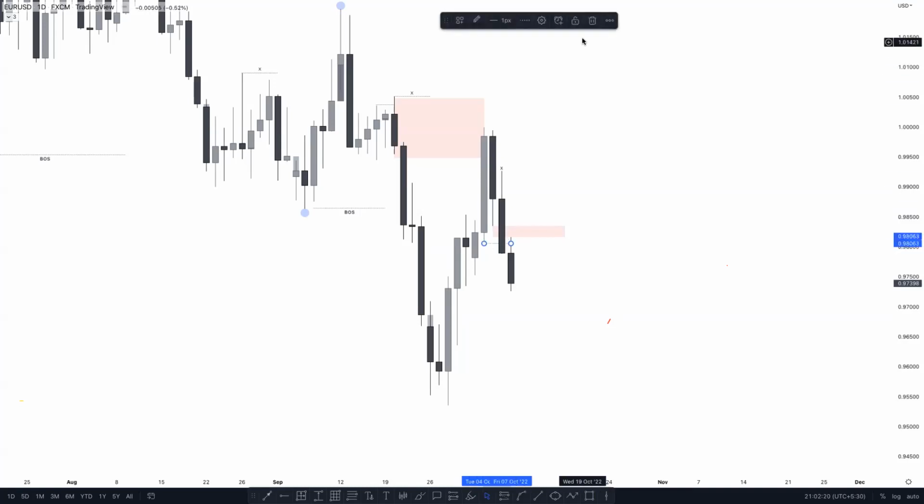So right now we are looking for a pullback to the upside, then we can see our sell move into the downside from the daily time frame perspective.